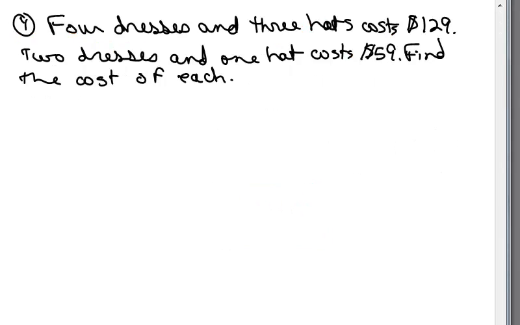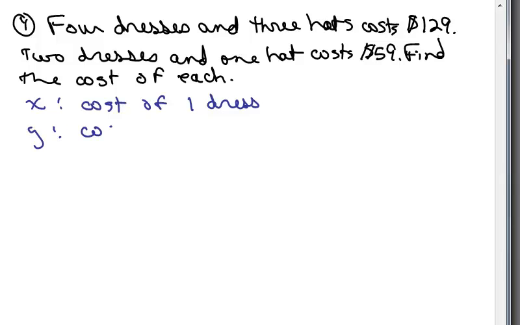All right, here's our last problem. 4 dresses and 3 hats cost $129. 2 dresses and 1 hat costs $59. Find the cost of each. All right, so we've got to set up some variables. We're trying to find the cost of 1 dress and 1 hat. How about x be the cost of a dress? And y is the cost of 1 hat.